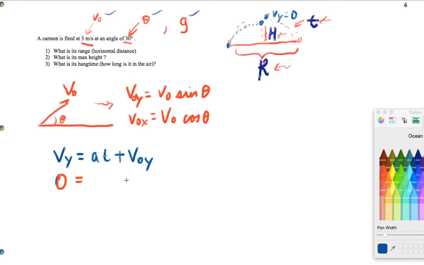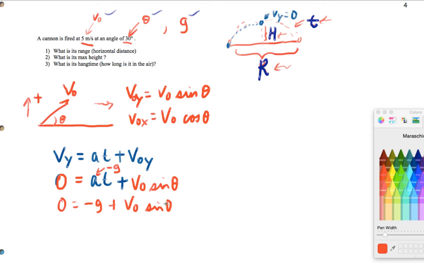A times T plus, now my initial y speed is going to be v naught times the sine of theta. And I'm launching that in the air. We're going to say that up is positive, and that means down is negative. So my acceleration here is going to be negative g. So 0 is going to be negative g plus v naught times the sine of theta. And I need to put the t there for multiplication.